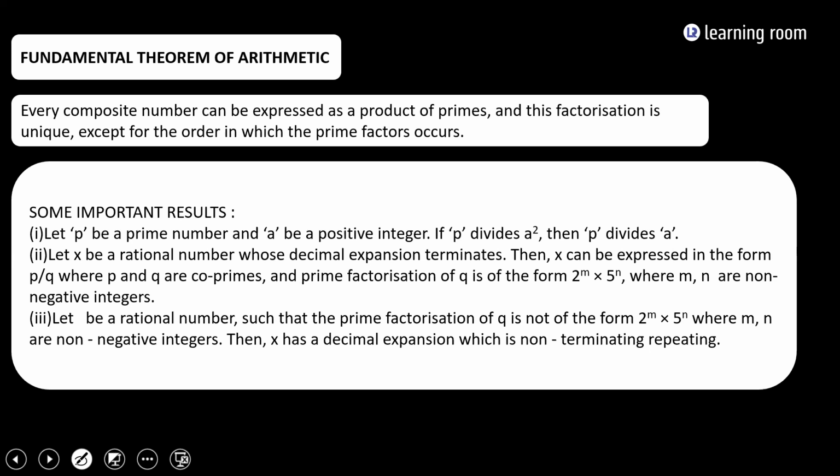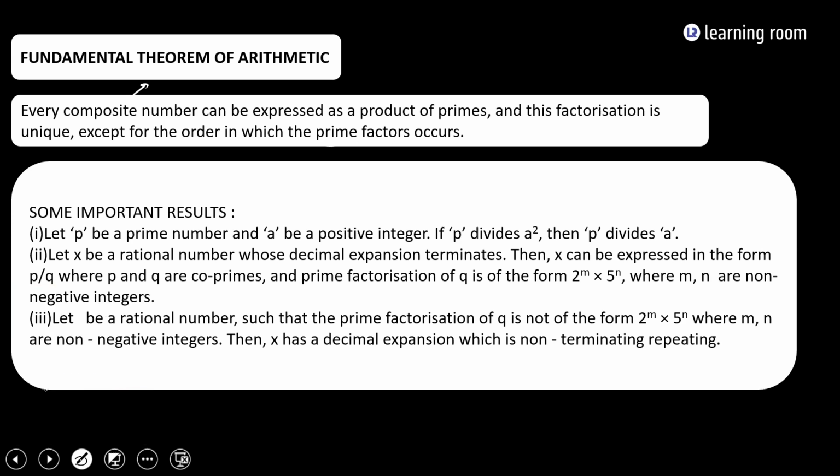Then we'll discuss the fundamental theorem of arithmetic. So what does it speak about? Every composite number can be expressed as a product of prime numbers. What do you mean by a composite number? A number that is not divisible by any number other than 1 and itself. Yes, so a number which is not prime is called a composite number. If you take a composite number, it can be expressed as the product of prime numbers, and the factorization is unique, except for the order in which the prime factors occur.